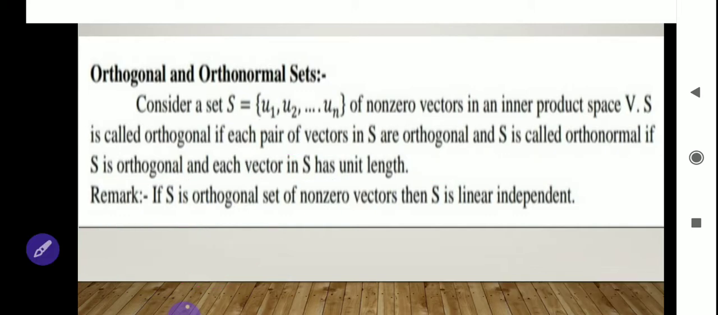One remark is given: if S is an orthogonal set of non-zero vectors, then S is linearly independent.